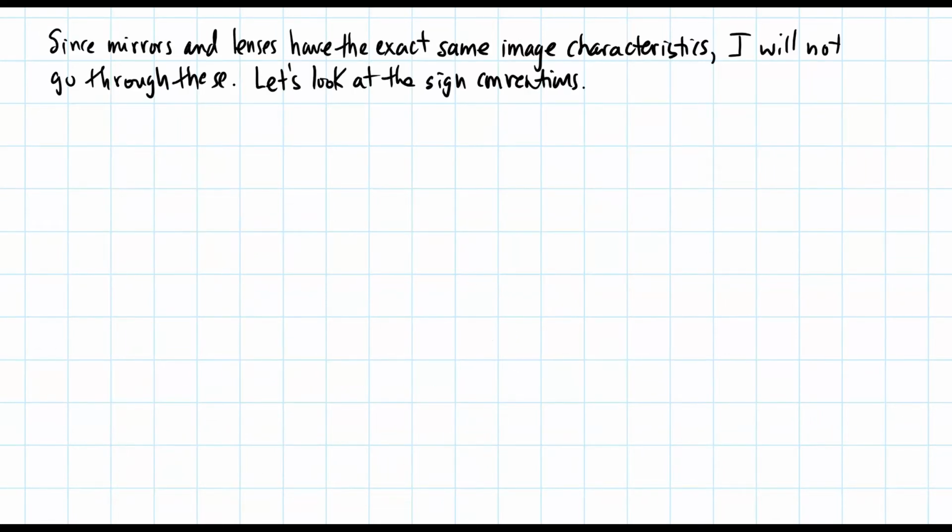Since mirrors and lenses have the exact same image characteristics, they have the same main equation, the mirror equation and the thin lens equation, and the same magnification equation. I will not go through these. Let's look at the sign conventions.